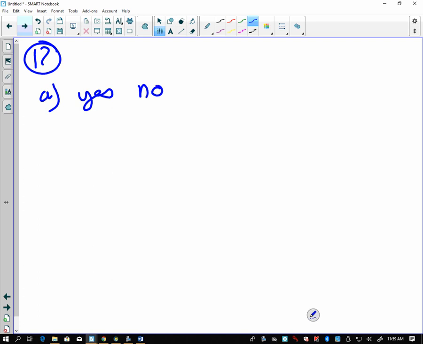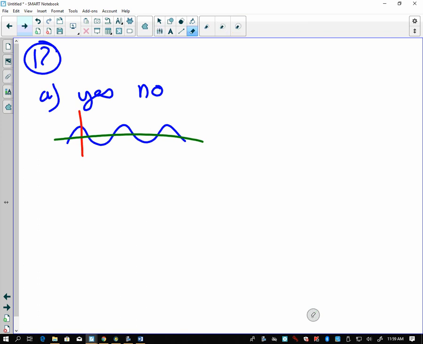the horizontal line test, because when you have something like this, here's my vertical line test, here's my horizontal line test. So yes, it passes the vertical line test, does not pass the horizontal line test. It is a function, but it is not one-to-one.